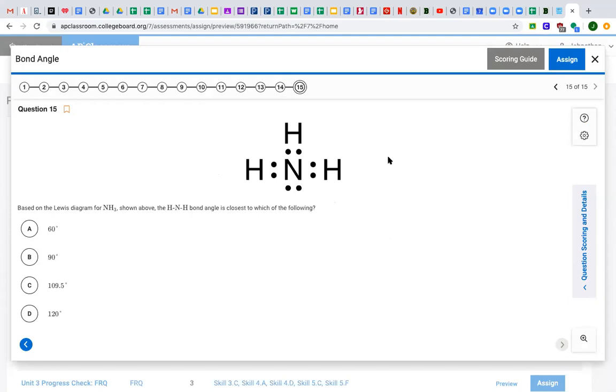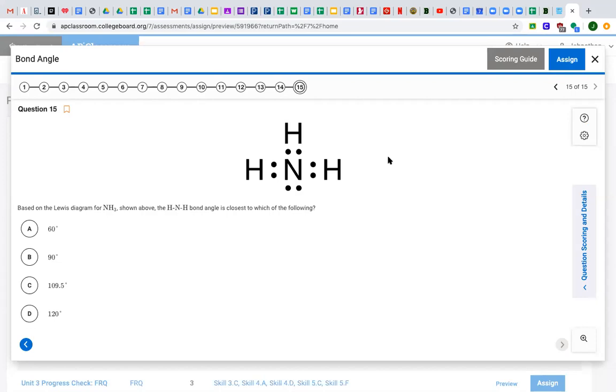Based on the Lewis diagram for ammonia shown above, the H-N-H bond angle is closest to which of the following? Oh, okay. This is a very interesting one. So what do we think, guys? I was confused on this one because I didn't know which H and H it was talking about.